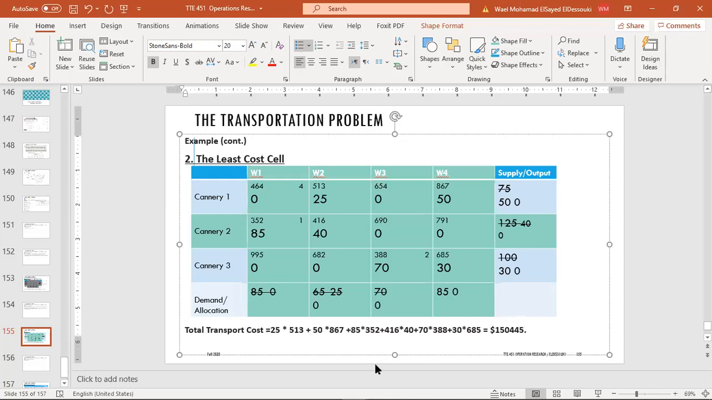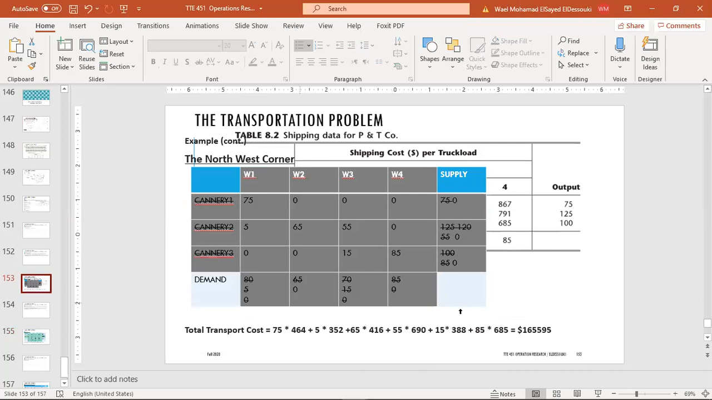Let's now have a look and compare between what we got here and what we had before. Here, that's what we had before. Okay, the total cost was 165,595 US dollars. Okay, Abdullah, look here. We have here 15 and 85. Despite the fact that this one was with the least cost cell.